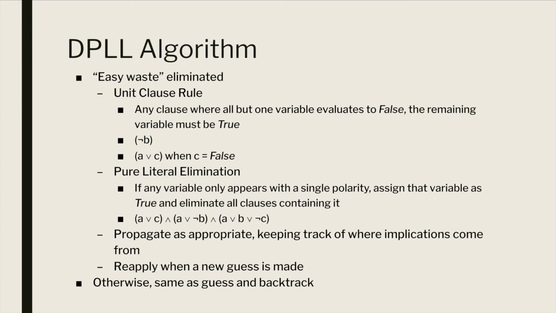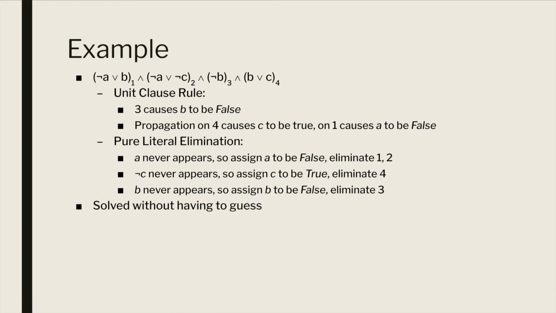Otherwise, DPLL proceeds as guess and backtrack did. Here is the same Boolean formula we ran guess and backtrack on. When applying the unit clause rule on clause 3 to set B to false, we notice we can propagate the rule immediately, finding assignments for A and C. Something similar happens for pure literal elimination. So in this case, DPLL was a marked improvement over a naive strategy. It found a satisfying assignment without having to make a single guess.